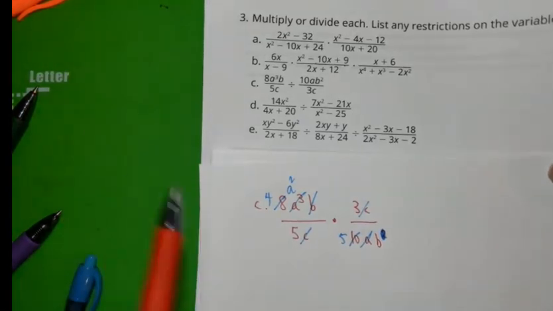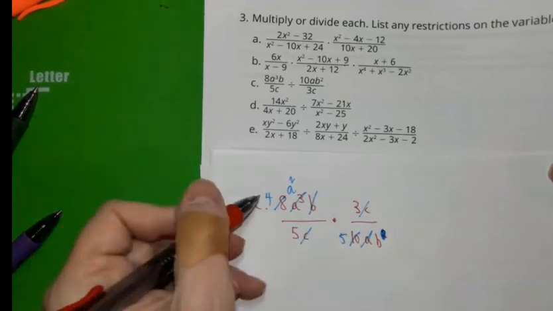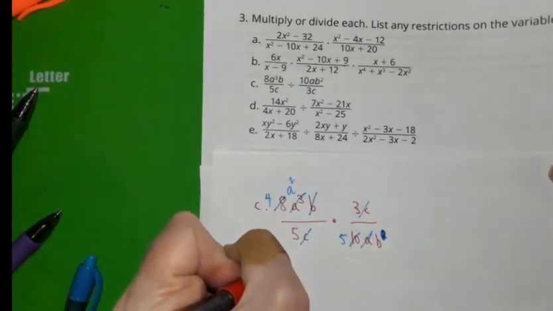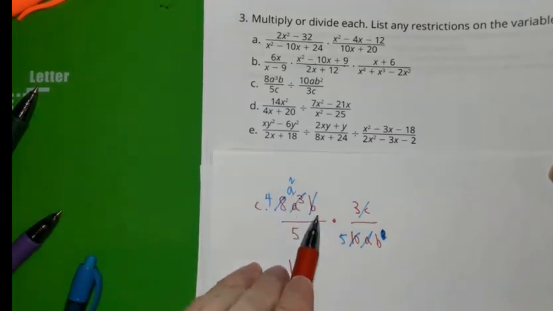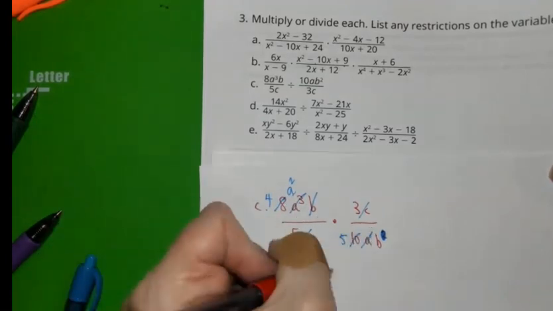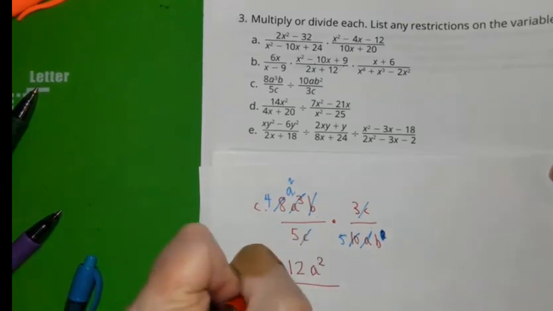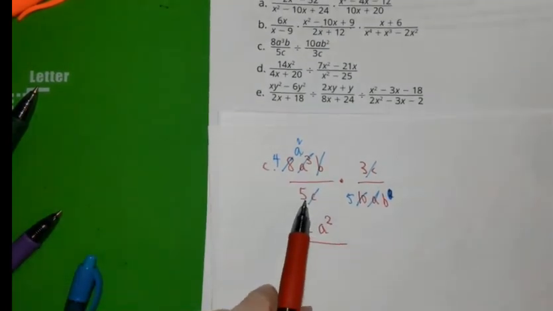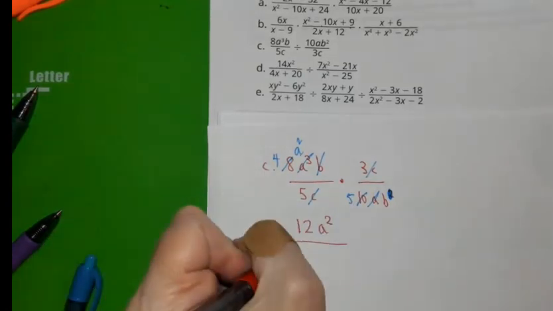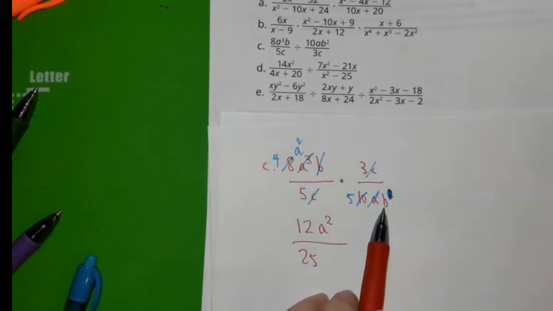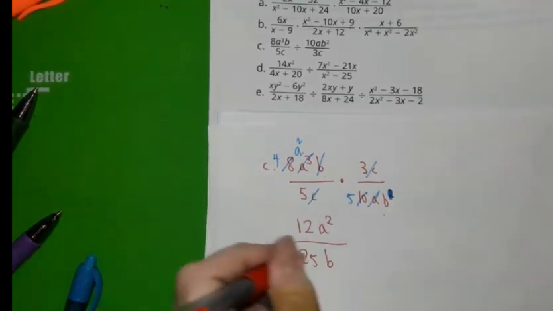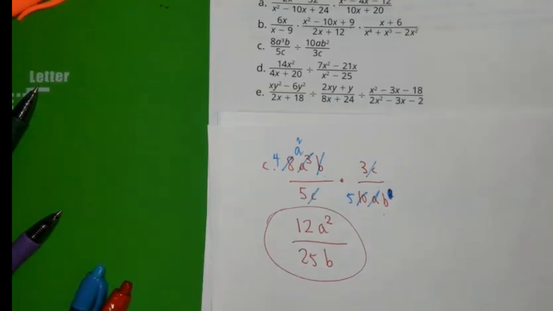So let's see what's left. We have a 4 and a 3 in our numerator, so let's multiply 4 times 3 and get 12. I have an a squared in the numerator, and the b is gone, and the c is gone. So I just have an a squared left on the top. On the bottom, I have a 5 and a 5, so that's 25. And I have b, to the first power because I've divided out one of those, and that's all. So this is your simplified solution.